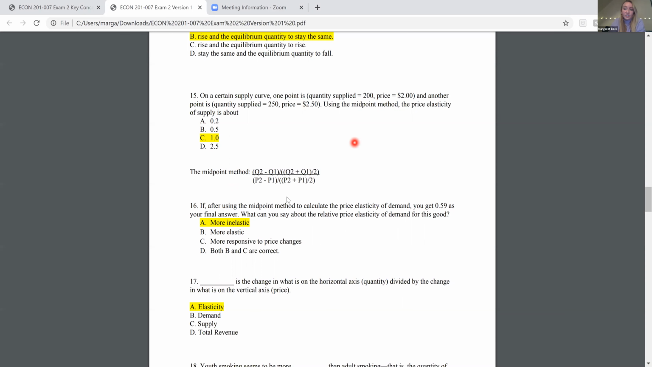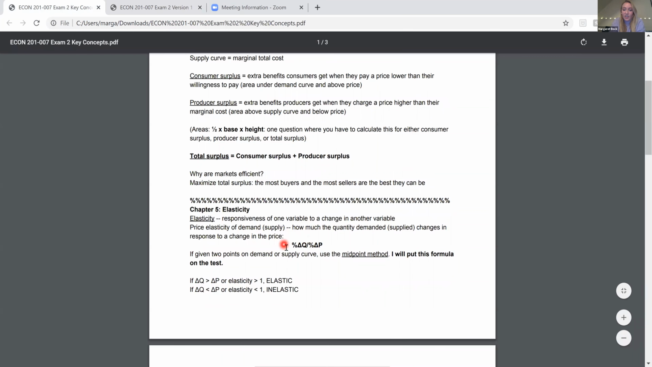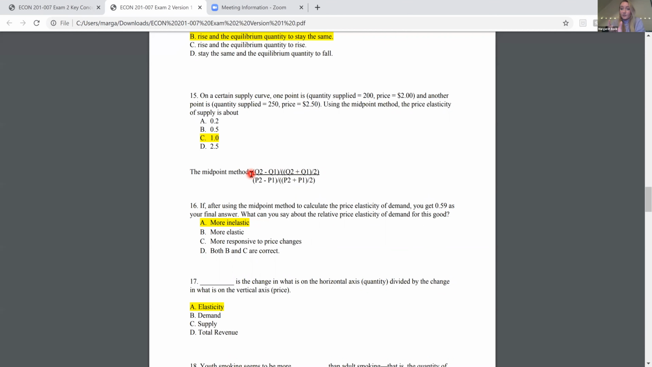But essentially, it's just taking this change in the quantity divided by the change in the price and adding one more little step to that formula. So we still have the change in the quantity over the change in the price, but we're going to divide both the numerator and the denominator by the midpoint in between those 2 points.